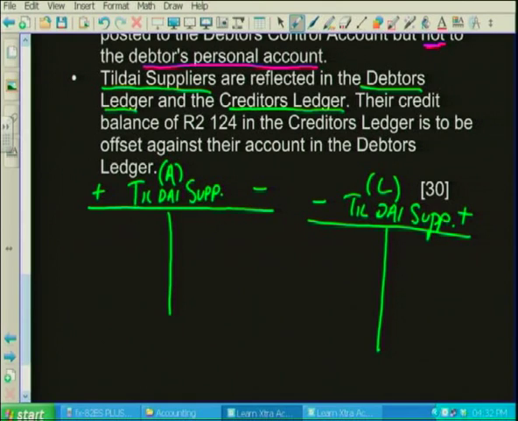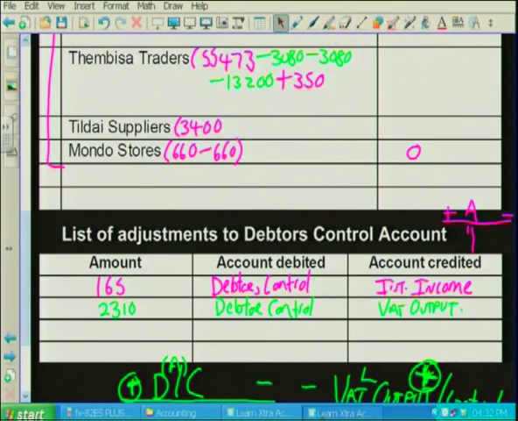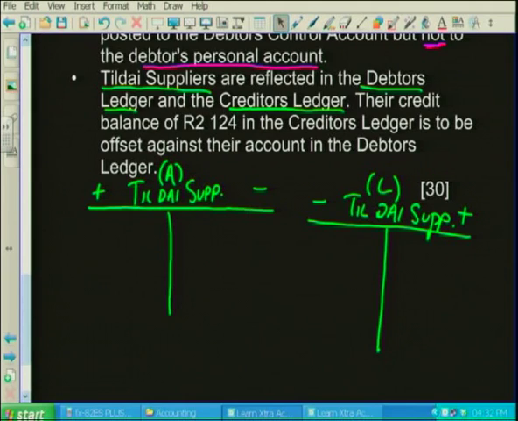So in terms of the information that we've got, let's first go to our list. Tildai Suppliers is owing us 3,400 Rand. So let's just fill that information in. So Tildai Suppliers is owing the business 3,400 Rand, but at the same time, we are owing them 2,124 Rand. Let's now look at what they're asking us to do.